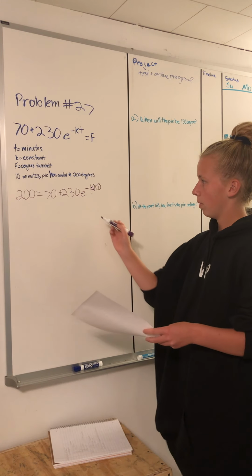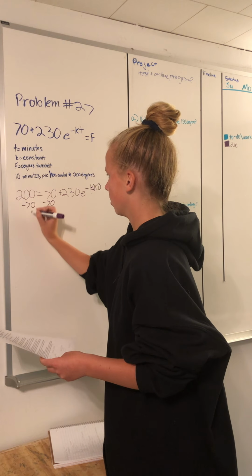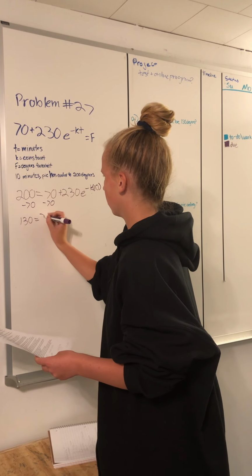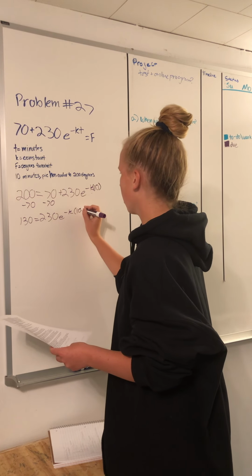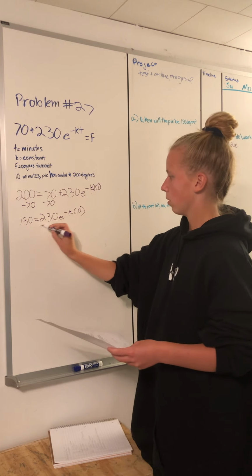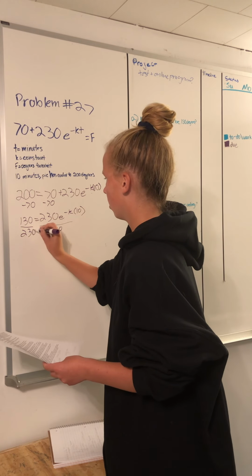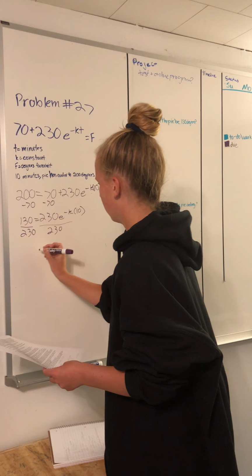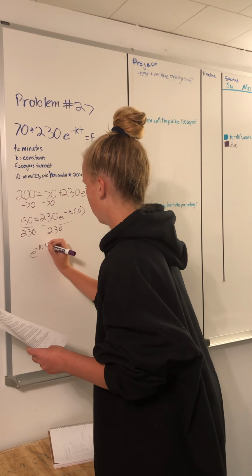Then if you start to manipulate the equation, you can subtract 70 from both sides, and 130 equals 230 e to the negative k times 10. And then you can divide both sides by 230, and you get e to the negative 10k.